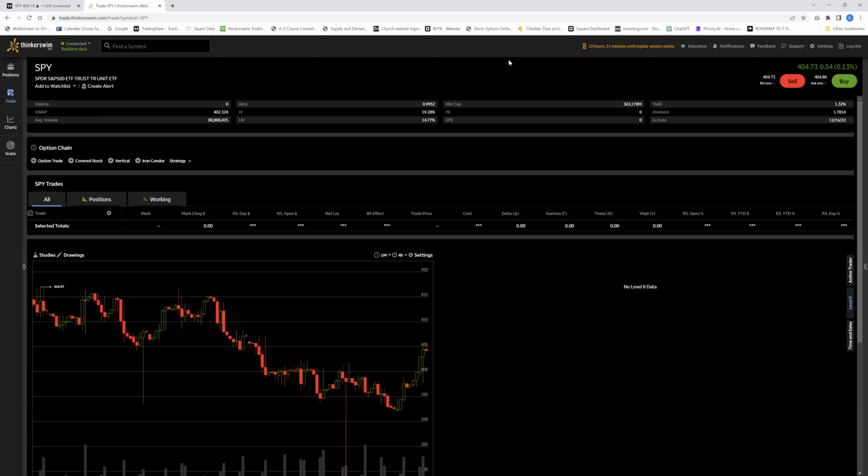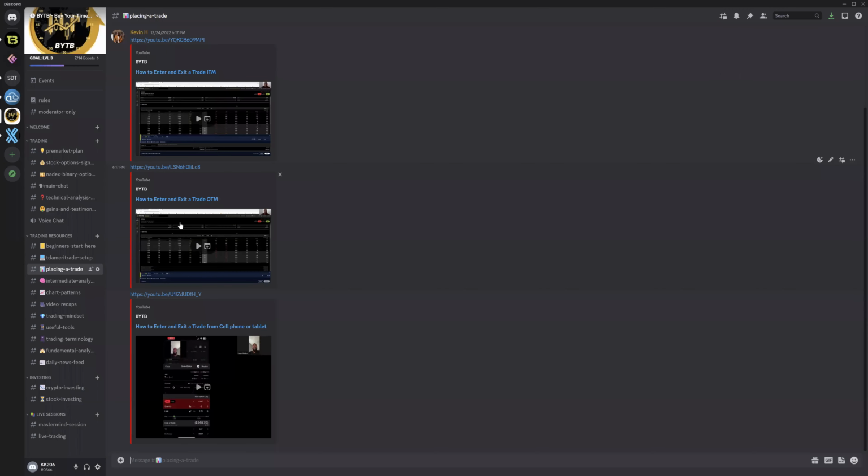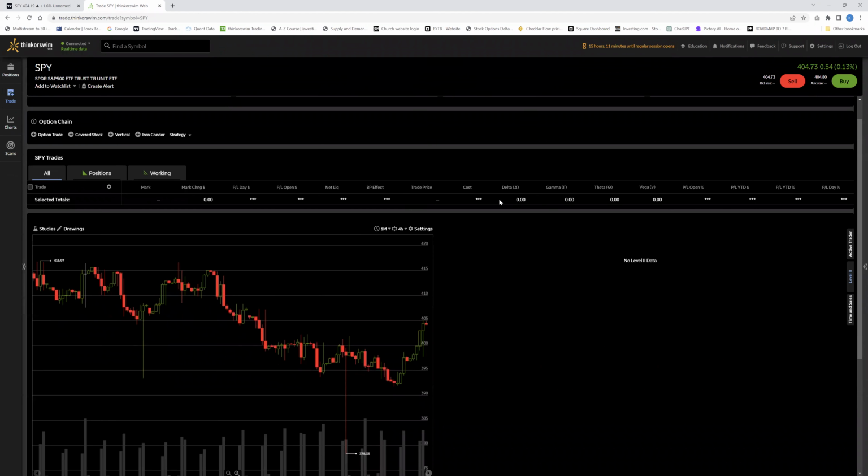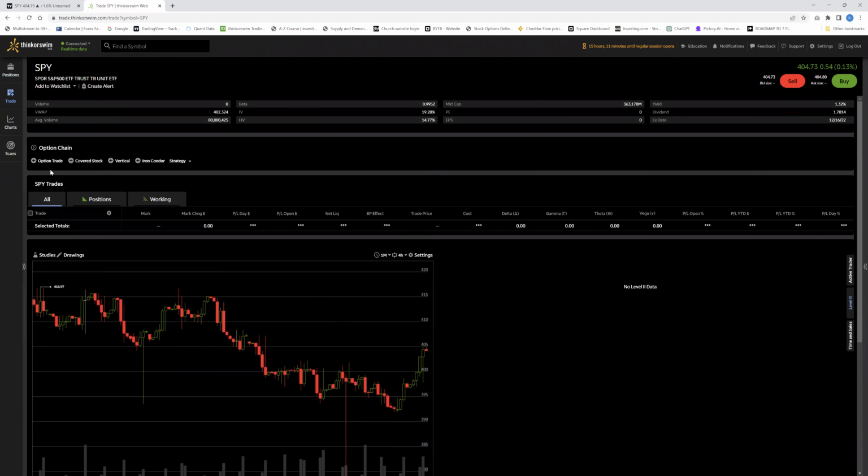Okay. Yep. And also, if you look in the Discord, under placing a trade, I actually have the same thing that I just went over, and also how to do it from a cell phone or a tablet. So I have that on there already. But basically that's how you get in and out of a trade. And again, understanding this part is half the battle. Understanding how to get in and out is pretty much half the battle.